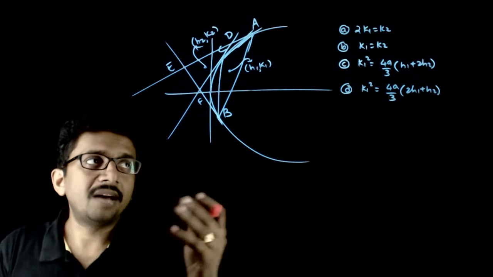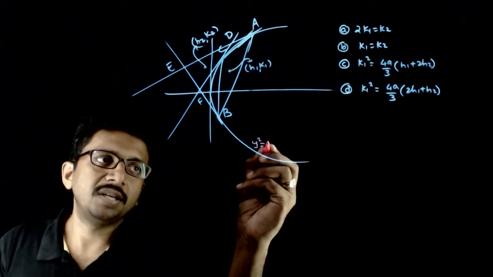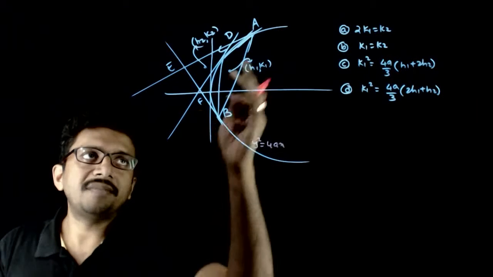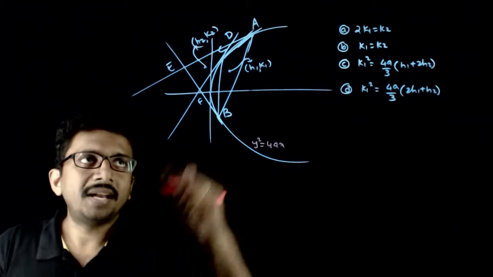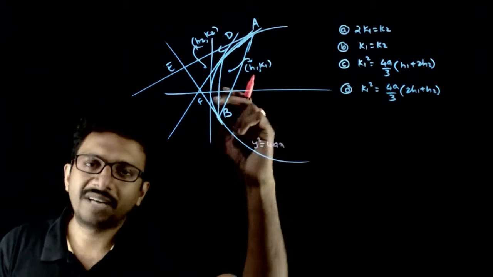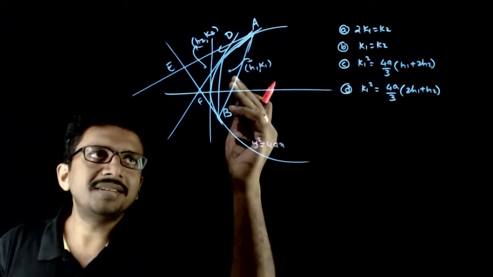Given that you have a parabola y square is equal to 4x, and you have 3 points A, B, C on this parabola, arbitrary points. Obviously if you have 3 points, you can form a triangle out of them, and you'll have a centroid for the triangle. So let the centroid be H1, K1.